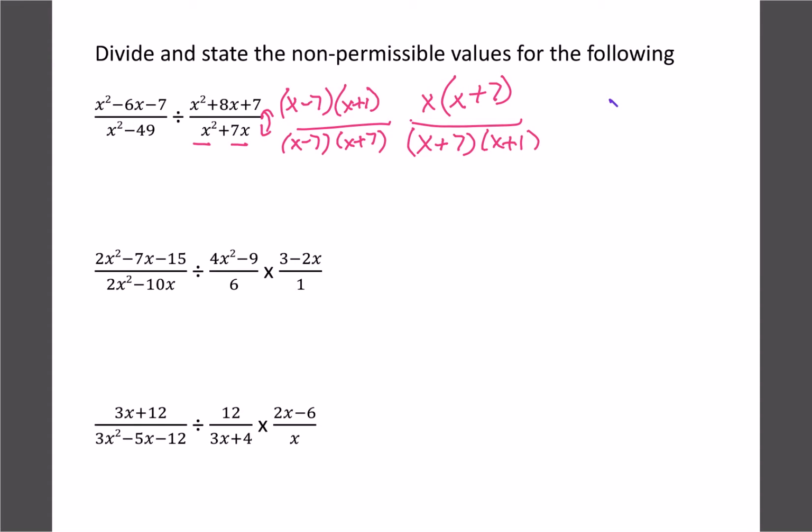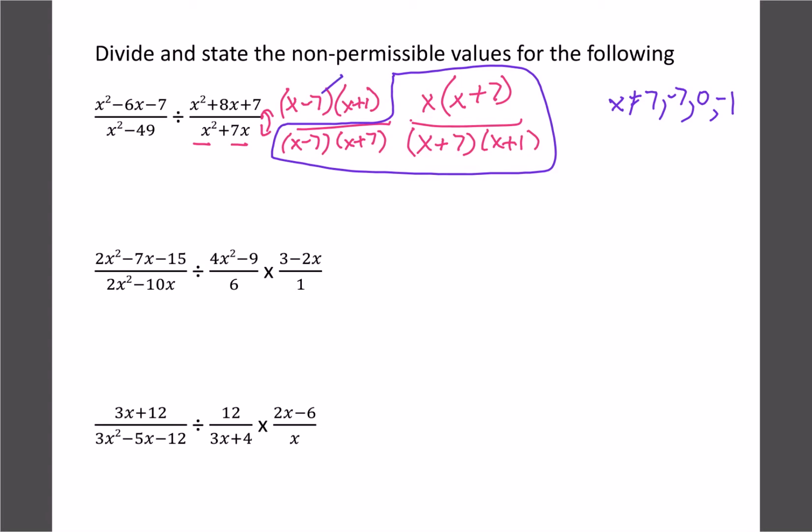Before we do the canceling, let's do our non-permissibles before we start crossing things out. So you can see on the bottom of the first one, we have plus or minus 7. And then the top of the second one, we got 0 and negative 7, which we already got. We have negative 7 on the bottom, and we'd have negative 1. So we've got all 4 of them taken care of. So when you're doing your non-permissibles, you're sort of looking at everything except for the top of the first one.